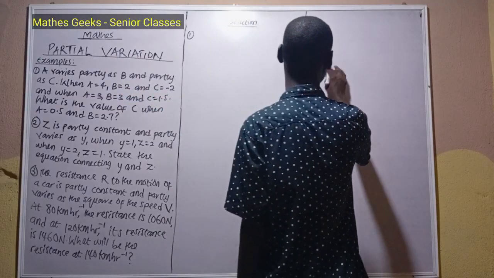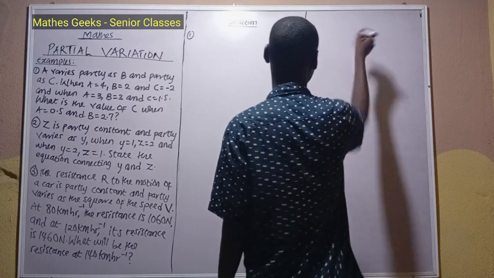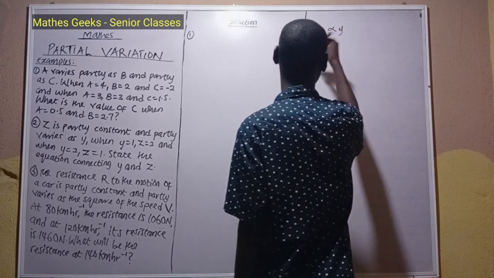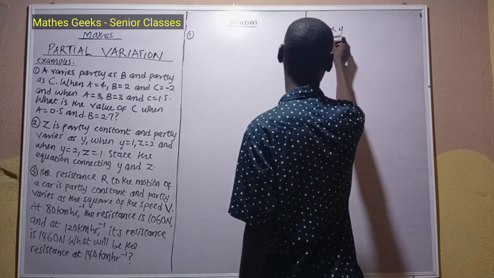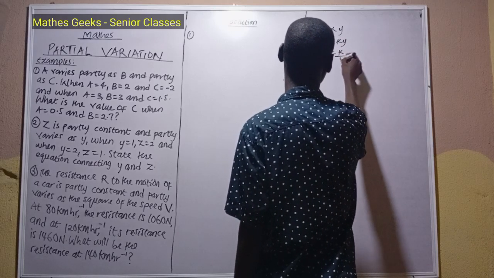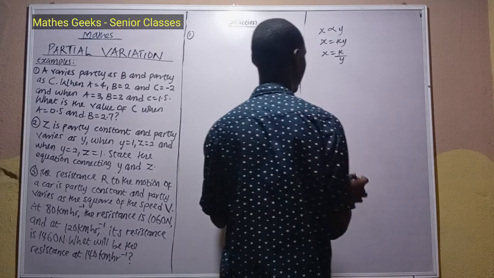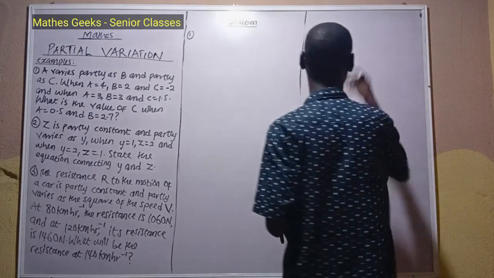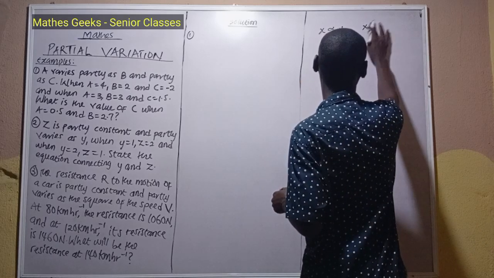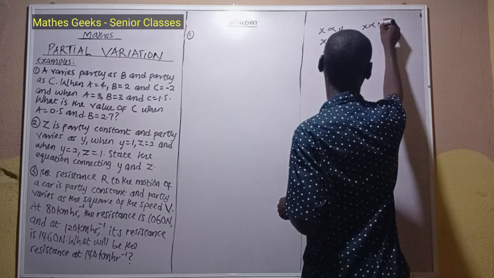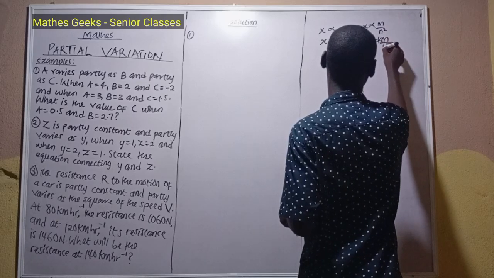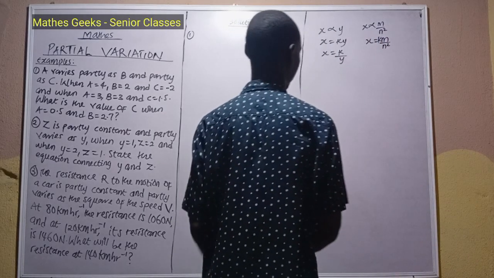Let me make something clear. When it comes to variation, if x varies directly as y, we represent this as x is equal to ky. And if x varies inversely as y, we represent this as x equals k over y. So for joint variation, where it's usually between direct and inverse and usually involves more than two quantities, we say x varies directly as m and inversely as n squared. So x is equal to km over n squared, where k is the constant of proportionality.